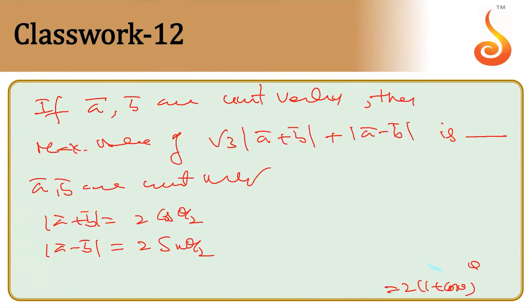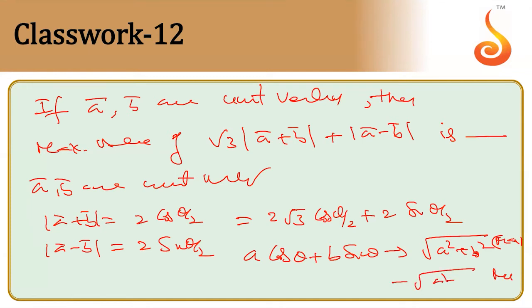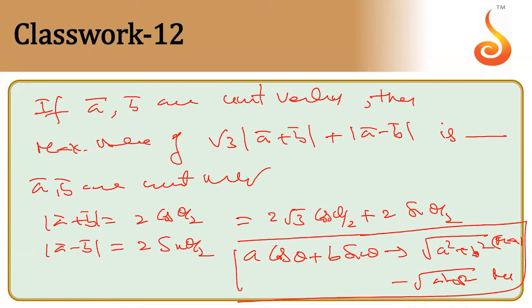Maximum value is wanted. Just look at it, do it slowly. So this will be 2 root 3 cos theta by 2 plus 2 sin theta by 2. So this is in the form of a cos theta plus b sin theta. Do you remember the formula? What is the maximum value of a cos theta plus b sin theta? The maximum value comes as root over a square plus b square, and the minimum is minus root over a square plus b square.